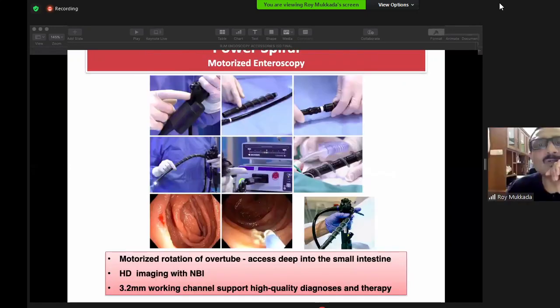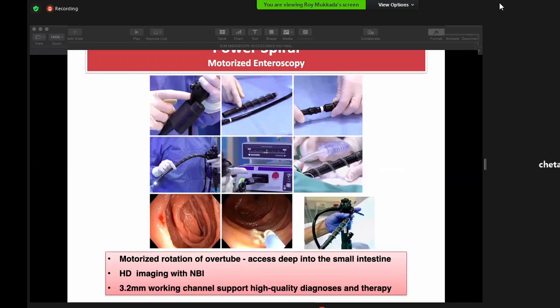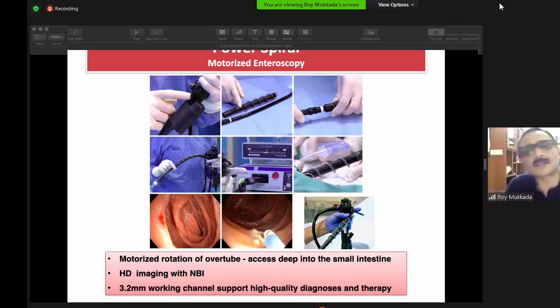Okay. So this is the power spiral you've been talking about. So the advantage, as you said, is that the time taken is much less. But the problem is the spiral enteroscope cannot be used in certain patients. Can you mention some of these patients? No, I don't know. Patients who have undergone surgeries, with a previous history of surgery, it is not advisable to do the power spiral. The other advantage with the power spiral is it has NBI also.